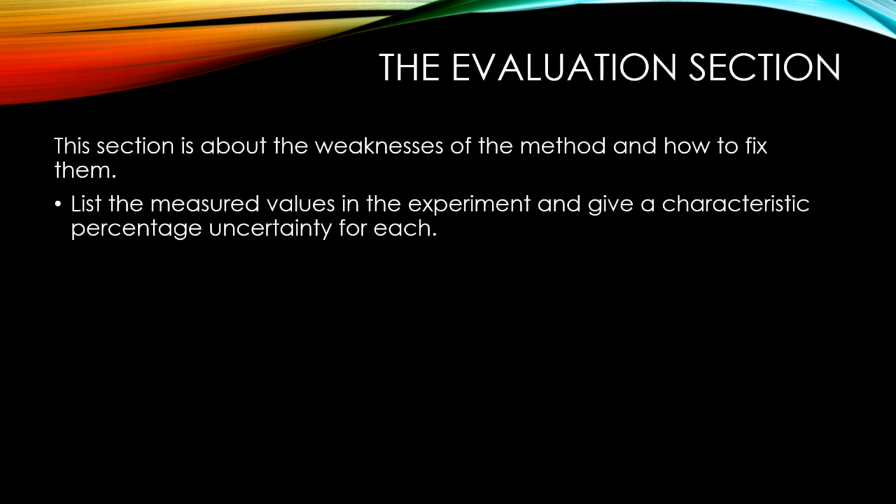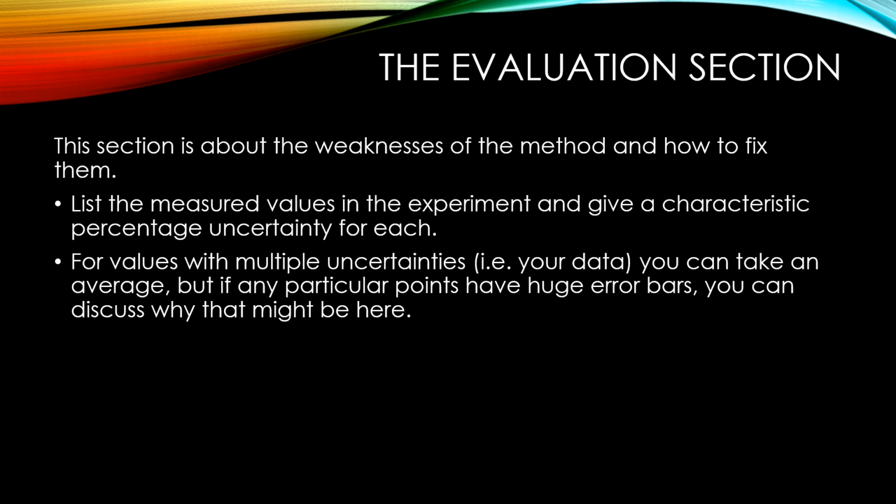So characteristic percentage uncertainty, if you've got a number of readings, you can take an average of them. But if any particular points have huge error bars, huge percentage uncertainties, you should discuss why that is. So for instance, if you have taken too small a height for the dropping a ball versus height experiment, then the time it takes to hit the ground will be too small and the percentage uncertainty might be too big.